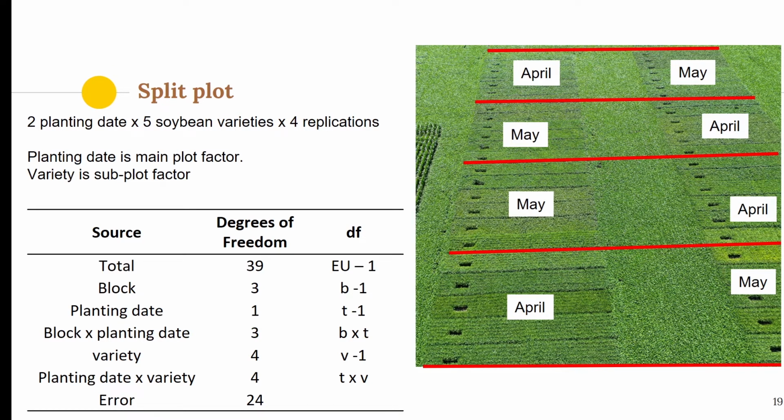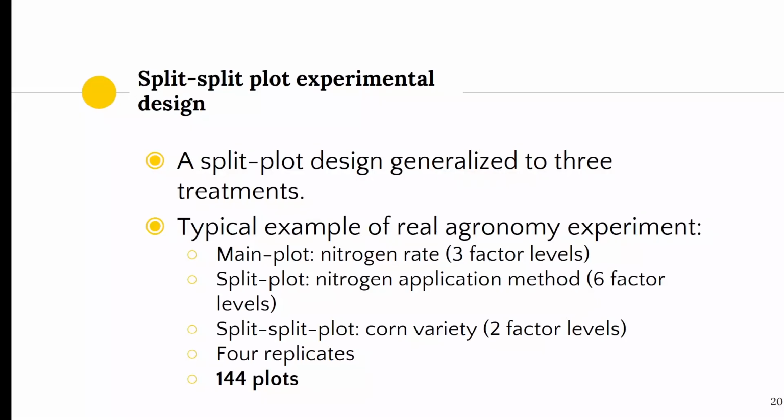We have 5 varieties, so our degrees of freedom for variety factor is 4. We have a planting date by variety interaction. I'm going to talk about that in a minute. That's also 4 degrees of freedom. And then the remainder are error degrees of freedom, 24. So that's the partitioning for a split plot experiment.